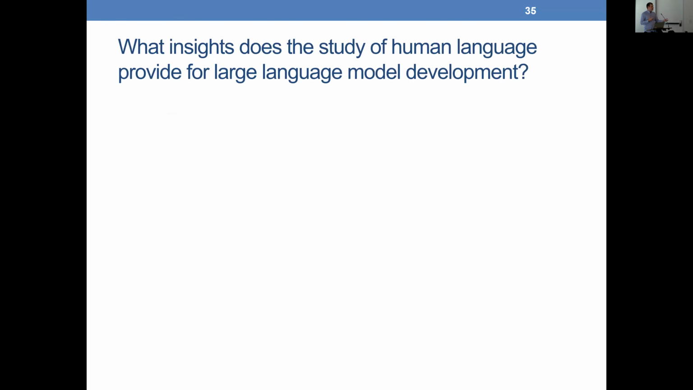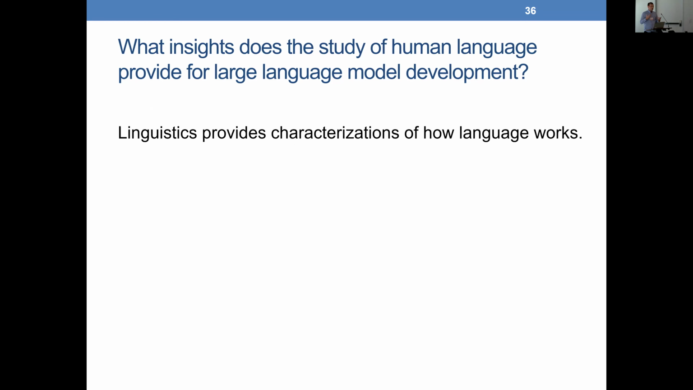So this now takes us to the question of the session: what insights does the study of human language provide for large language model development? Well, I'm now going to zoom out and take a slightly more general answer to this question. In general terms, what linguistics provides is characterizations of how language works. Different subfields of linguistics provide these characterizations for many different aspects of language. We have characterizations of language use, language structure, language processing, language learning, the relation between language and society, and many other dimensions.